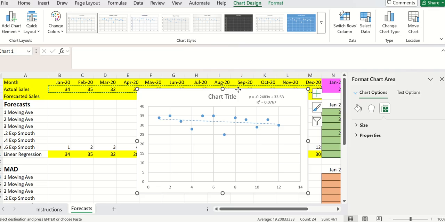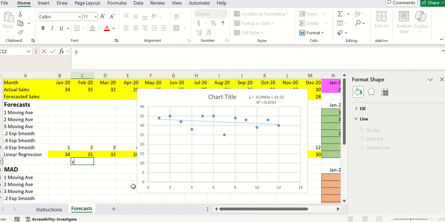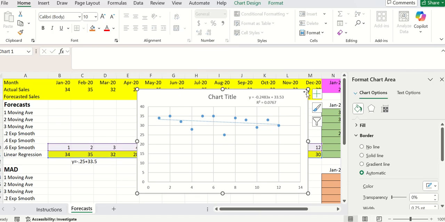So here is my linear regression equation. It says that the forecast y equals minus point, and I'm going to round this to 0.25, okay? Minus 0.25 x plus 33 point, and I'm just going to leave it at 0.5. Now, I'm going to get rid of the chart.